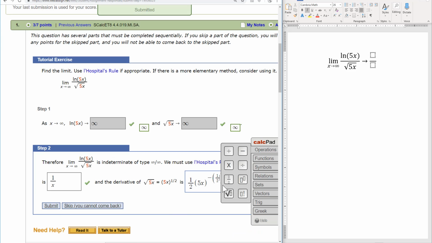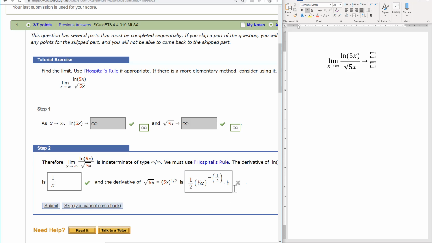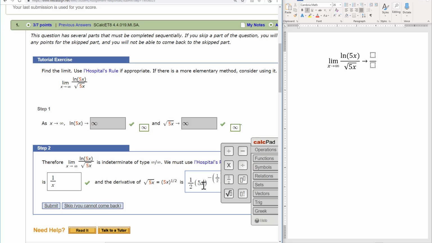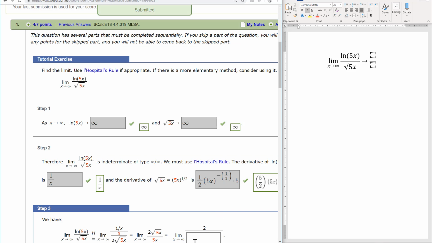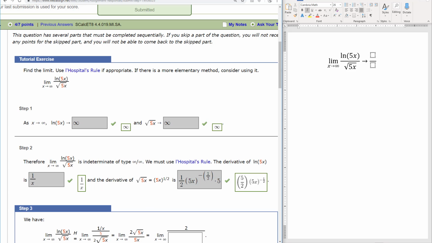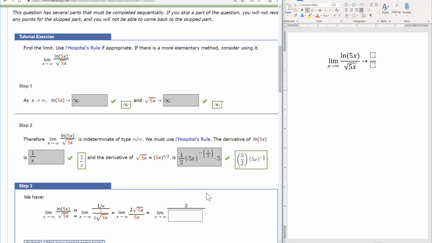Oh, we forgot something. It looks like we forgot to take the derivative of the inside. So there's going to be an extra 5 that should pop out of this. So let's put times 5 here. We see that the derivative of the inside here is 5, and we have to multiply by 5. Okay. There we go. So now we have the derivatives.